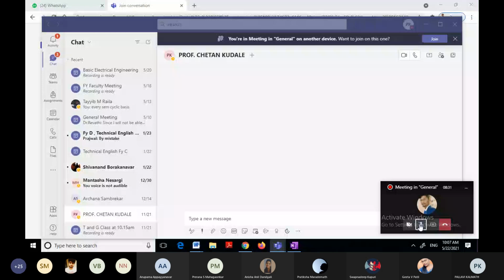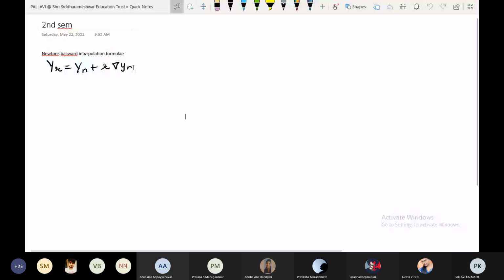Okay. So yesterday we completed one example of Newton's forward interpolation. Now write the next title as Newton backward interpolation formula. We first write down the formula and then we will do an example. Write the title as Newton backward interpolation formula.